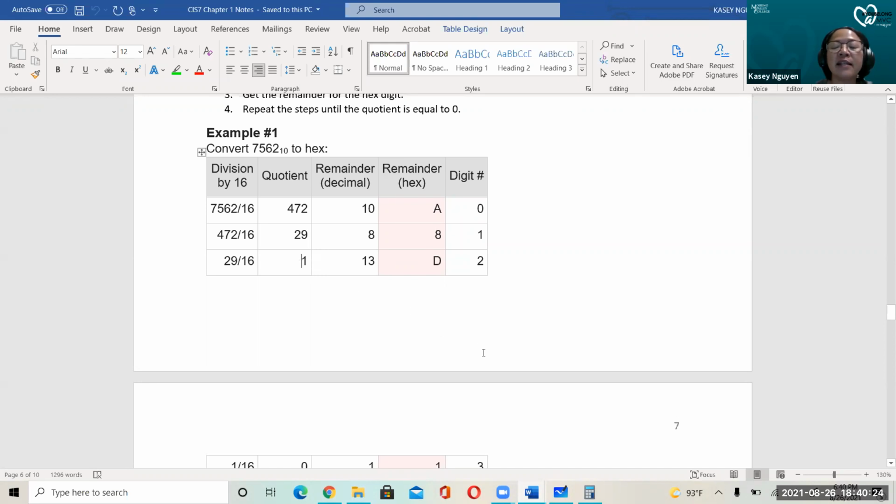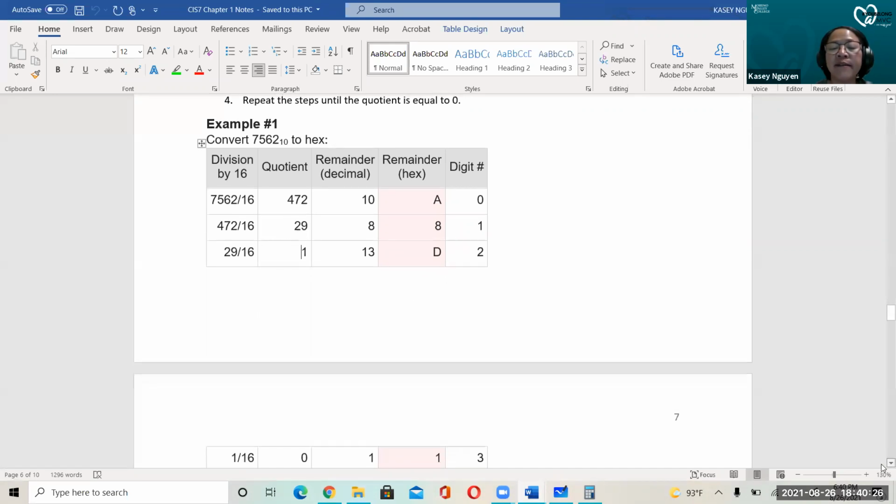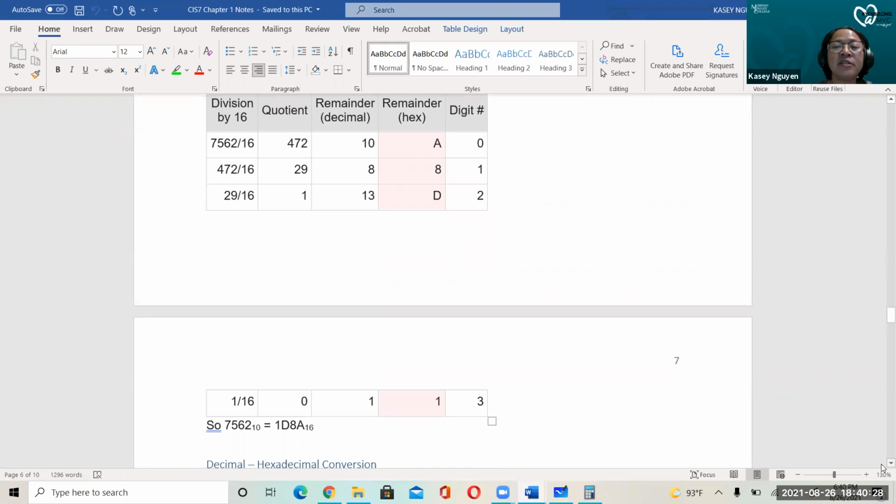Note that with this 1 in the quotient, we're not done. We have to get it to 0. So we would take 1 divided by 16. You have a 0 quotient with a 1 remainder, right? And then you make a note of that 1. Because if you stop at that 1 for the quotient, you're early. It's incomplete.